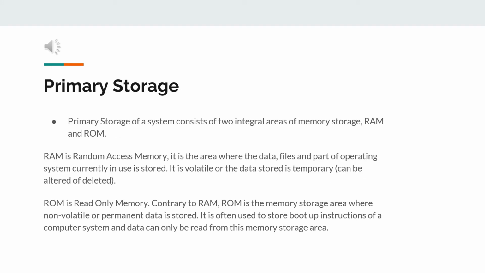Primary storage. Primary storage of a system consists of two integral areas of memory storage, RAM and ROM. RAM is random access memory. It is the area where the data, files and part of the operating system currently in use is stored. It is volatile, or the data stored is temporary. It can be altered or deleted.